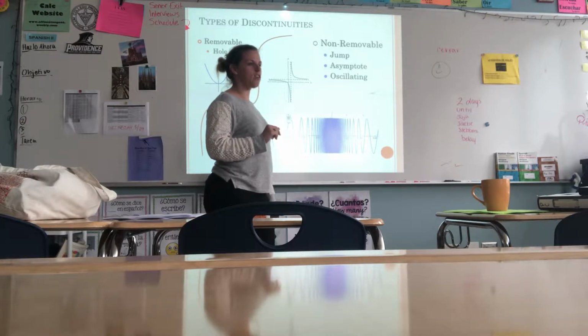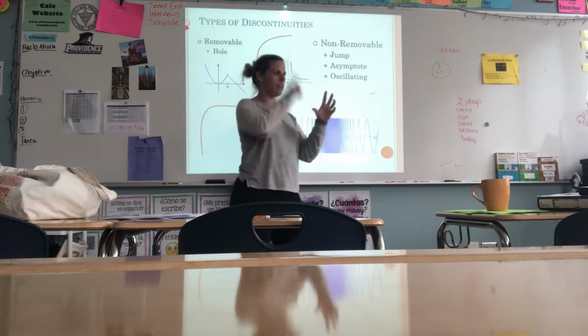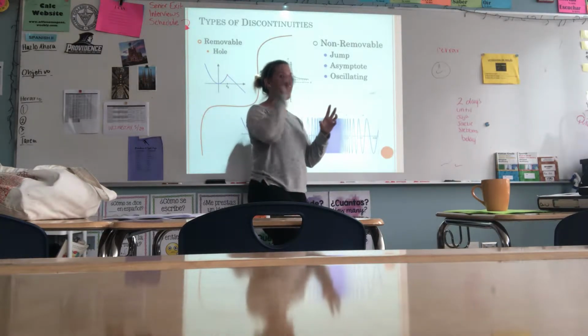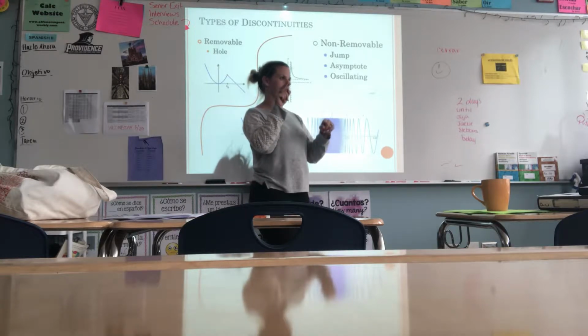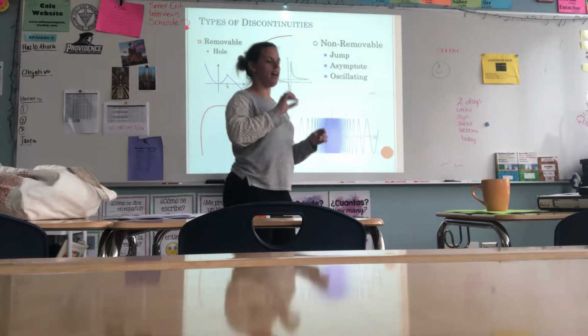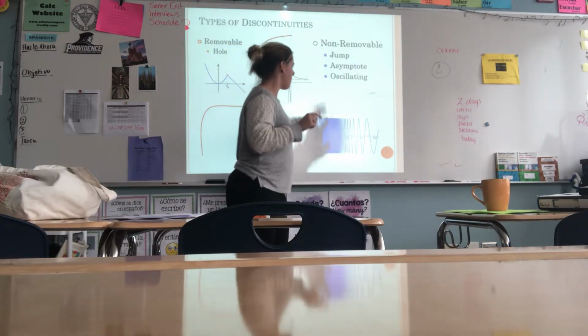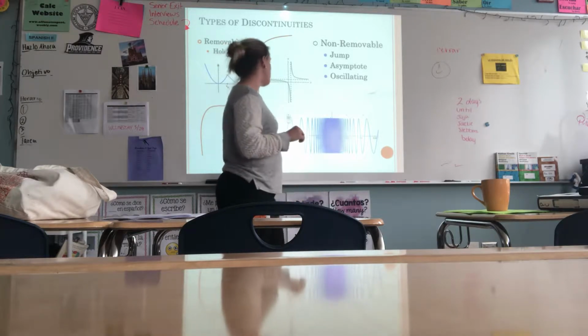Have you heard of the electron cloud? You know it's within a certain range around the nucleus. It flies around so fast that at any given moment you can't say it's exactly here or exactly here. It's oscillating back and forth. It's everywhere and nowhere at once. So that's a kind of discontinuity.